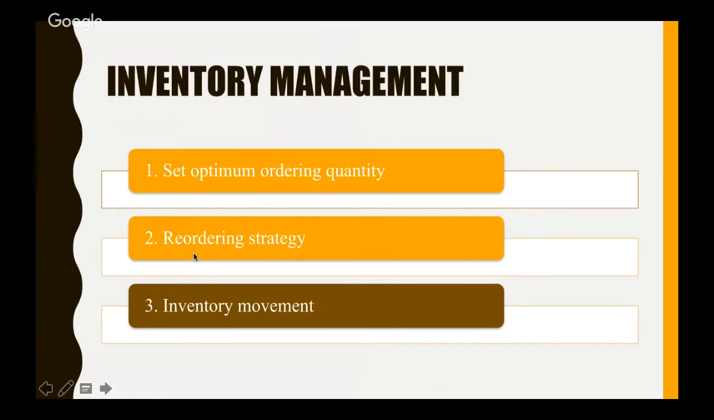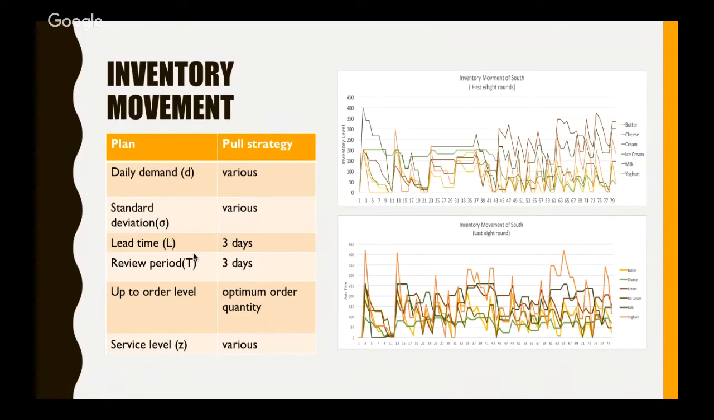The third part is the inventory movement. The key elements that impact inventory movement are all listed in the left table over here. In the first 8 rounds, looking at the inventory movement on sales, the inventory level of butter dropped to 0 frequently, which means the butter in these stores was out of stock, which also indicated that I need to increase the allocation quantity of butter to sales.